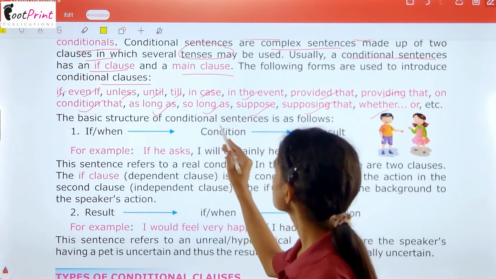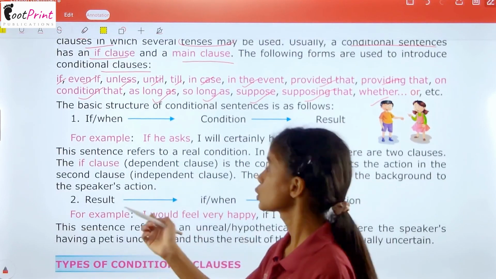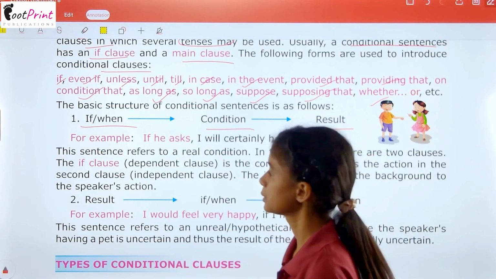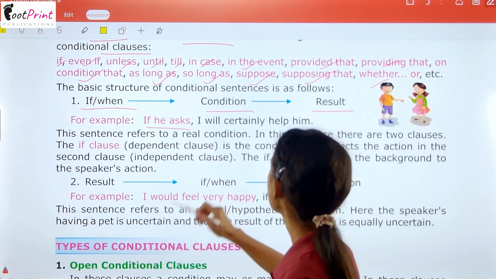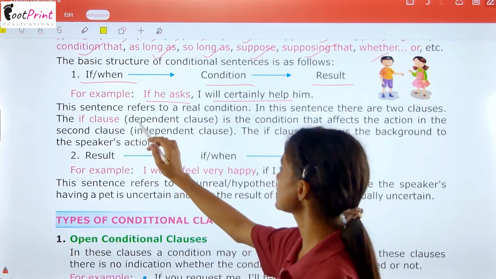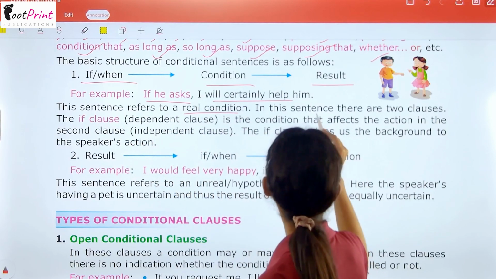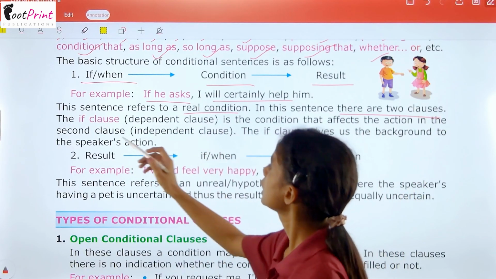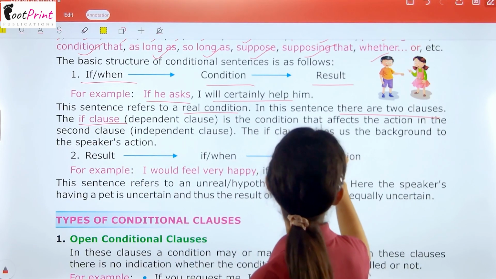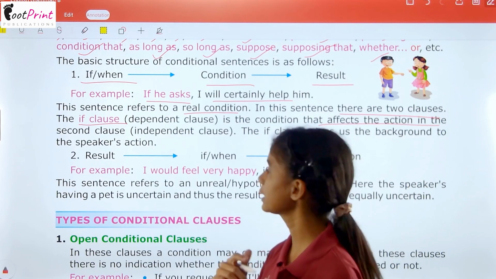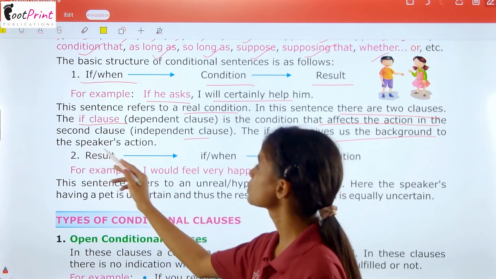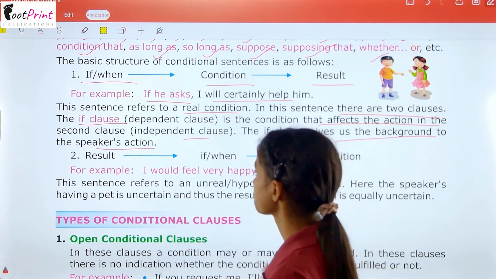So the basic structure of conditional sentences is as follows. We start with if or when, then the condition, and then the result. For example, if he asks, I will certainly help him. This sentence refers to a real condition. In this sentence, there are two clauses. The if clause, that is a dependent clause, is the condition that affects the action in our second clause, that is the independent clause. The if clause gives us the background to the speaker's action.